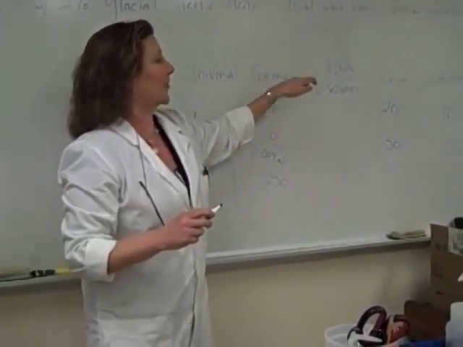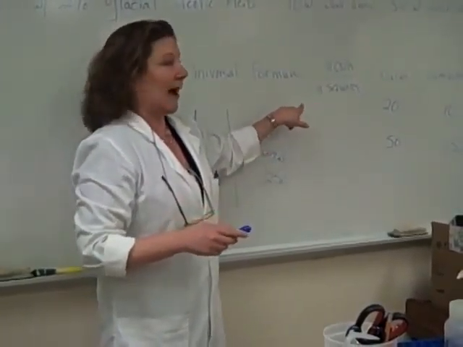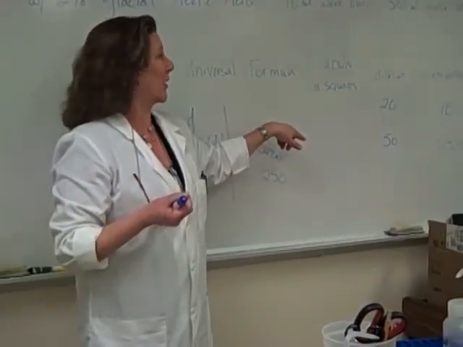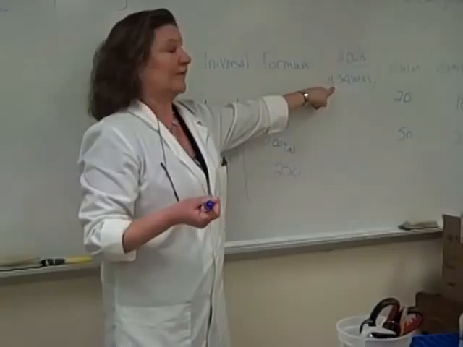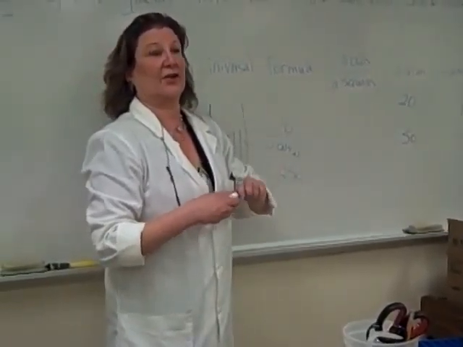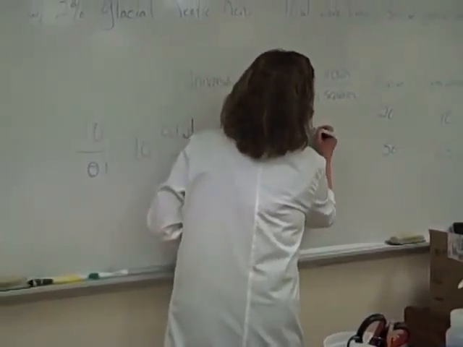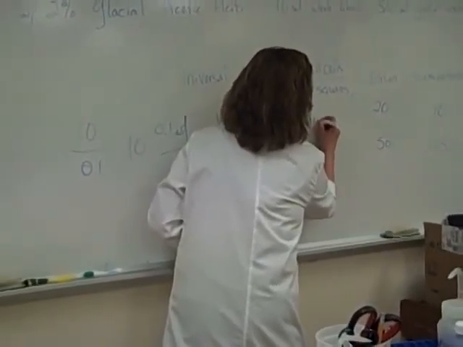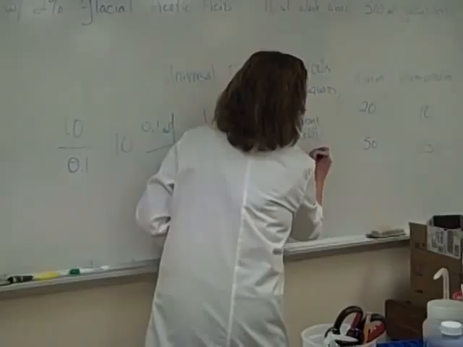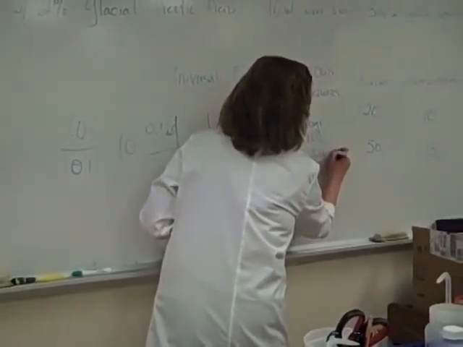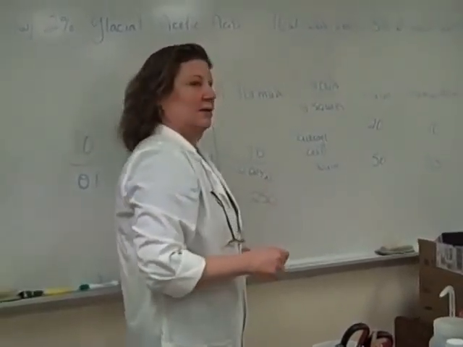And now we have to figure out what our average number of cells per square is. So we're going to count our cells, at least to 100, divide by the number of squares, and that's our average number of cells per square. Average cells per square. Okay, shall we do it?